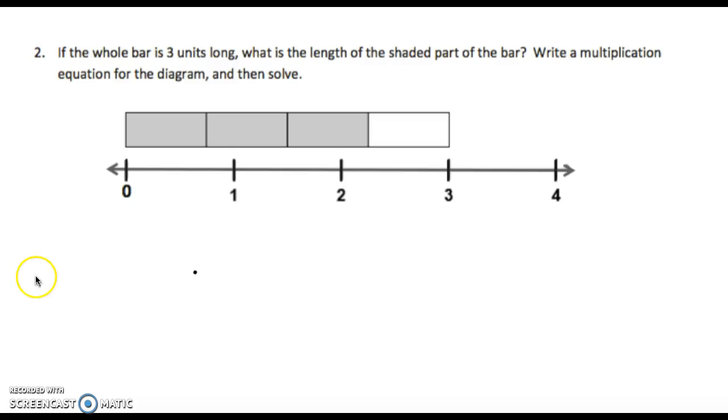Let's look at question number 2. It says, if the whole bar is 3 units long, what is the length of the shaded part of the bar? Write a multiplication equation for the diagram and then solve. I know that in my room a lot of kids were thrown off by the fact that this is a number line, but really it's saying at the beginning of the bar is worth nothing and at the end of the bar is worth 3.